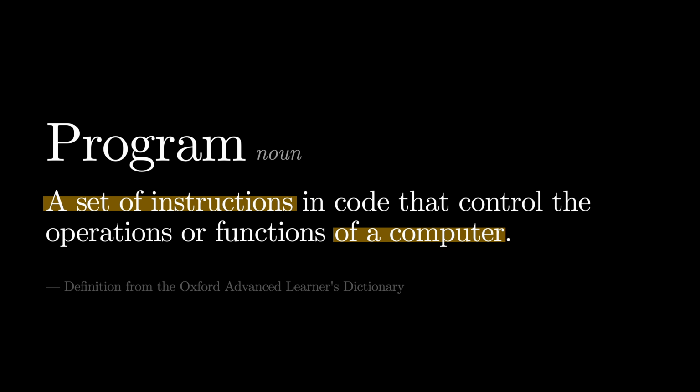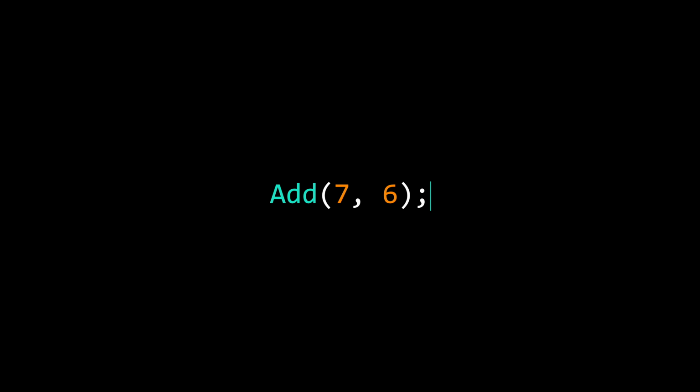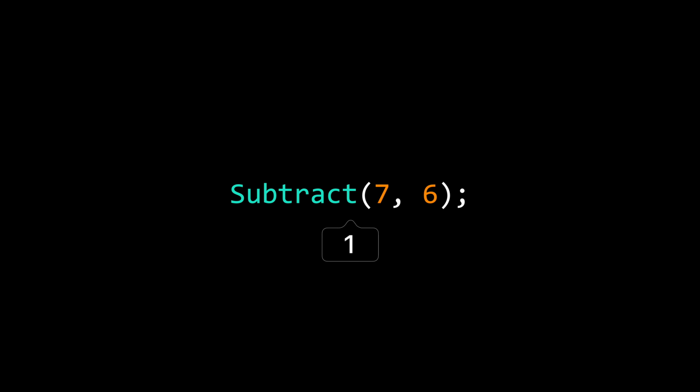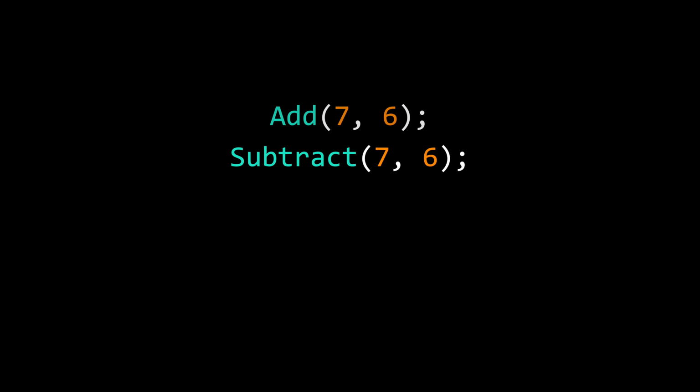A program is a set of instructions for a computer. But how do we use code to communicate with them? For example, to calculate 7 plus 6, we use code like add 7, 6. To subtract them, we write subtract 7, 6. By using different keywords, we make the computer perform different tasks.